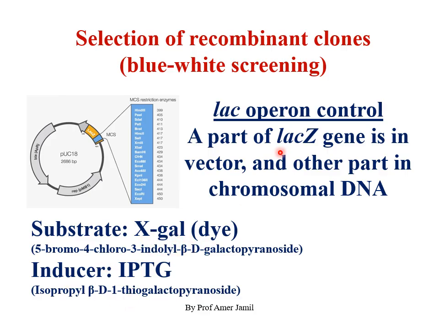Now another important thing, if you remember the lac operon system, the natural inducer of the lac operon is 1,6-allolactose. But here you use IPTG, which is an artificial inducer of the system. You can see my lecture on the lac operon that it acts with the lacI protein, because lacI is the repressor of the lac operon system. So isopropyl beta-D-1-thiogalactopyranoside, IPTG, is used as an artificial inducer of the system.